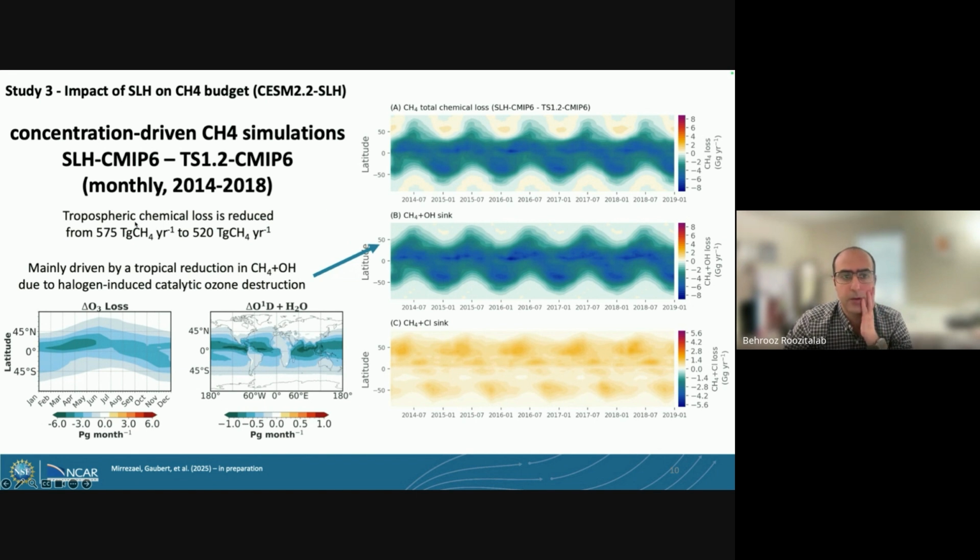And quantitatively, we estimated that the chemical loss of methane decreased from 575 Tg to 520 Tg, which means that we were able to increase the methane lifetime by around 1 year, the tropospheric lifetime.